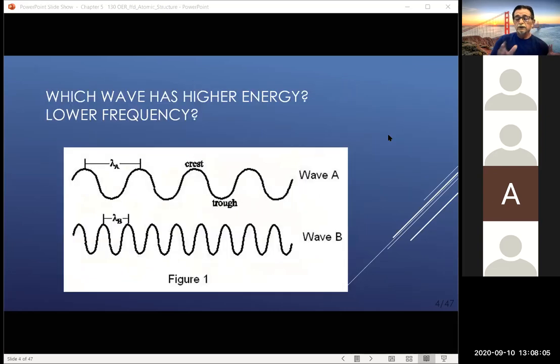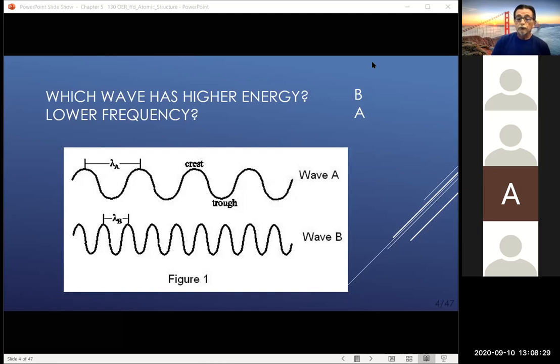So if we look at this diagram and you're asked which has the higher energy? Well, looking at the wavelengths, you can see that the shorter wavelength would have the higher energy. And the lower frequency would be the top one.